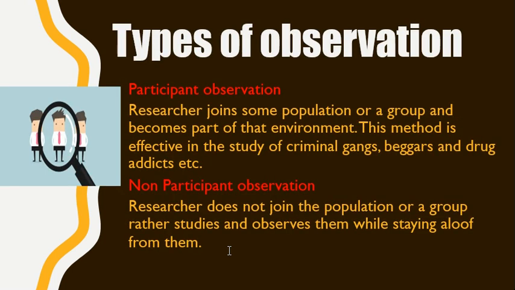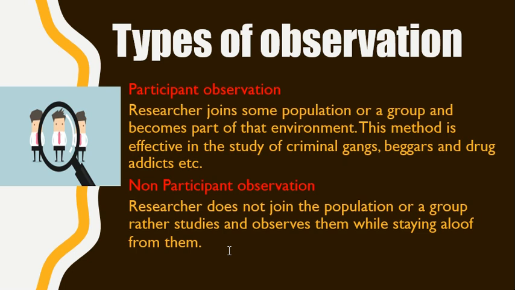Types of observation. Types of natural observation. Now, a researcher can be a participant and a non-participant as well. In participant observation, the researcher joins some population or a group and thus becomes a part of that environment which is going to be studied. This method is particularly effective for the study of criminal gangs, beggars, and drug addicts.